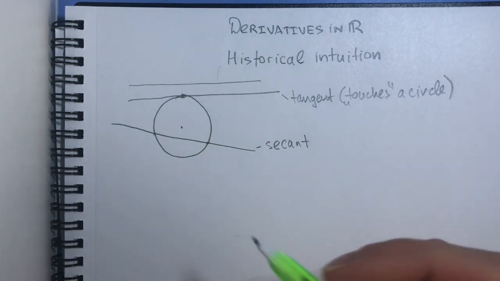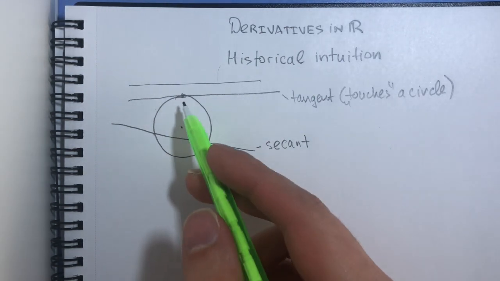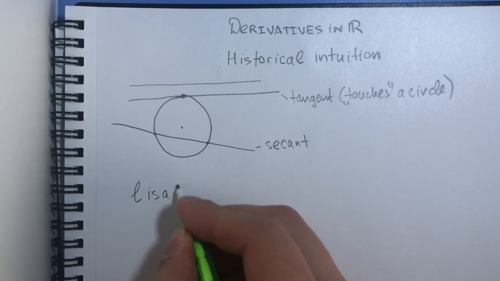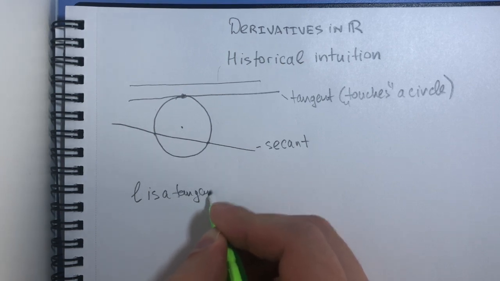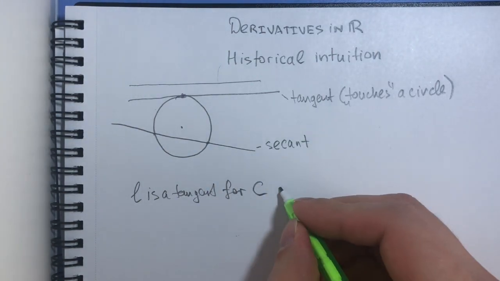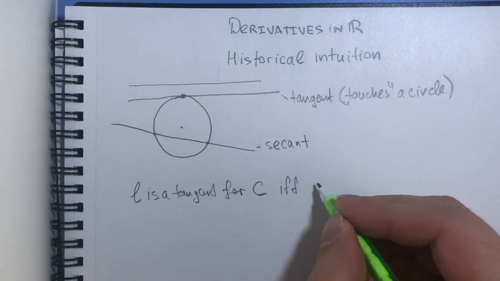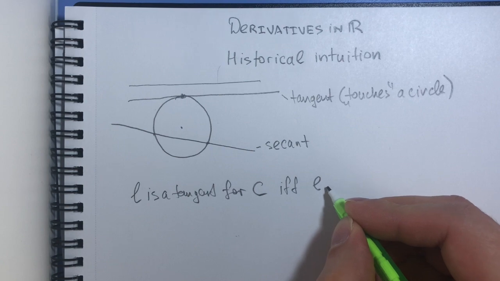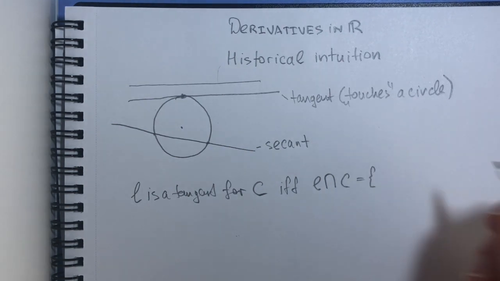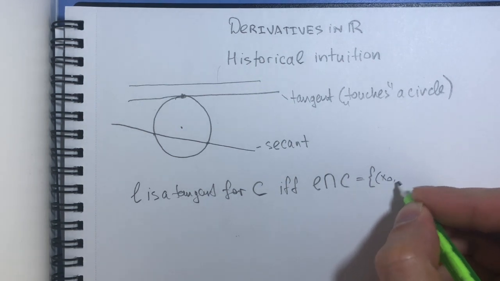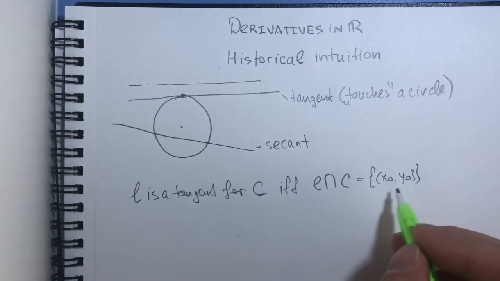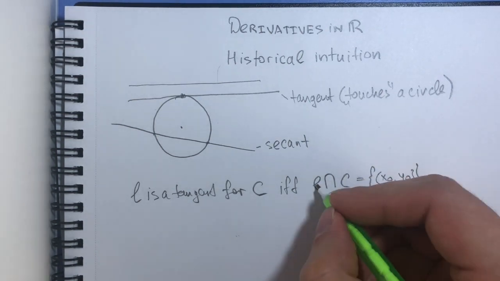So for a circle, it is very easy to define what a tangent is. L is a tangent for our circle C if and only if the intersection of this line and the circle is just one point. Call it (x0, y0). This is some figurative notation, but it should be clear what it means.